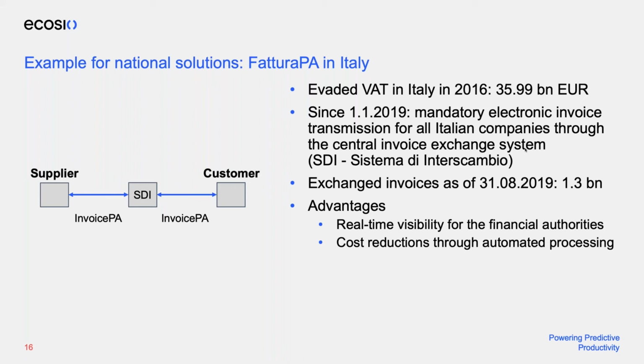One of the reasons is that since the 1st of January 2019, we have a mandatory electronic invoicing system in Italy. All invoices from an Italian company to another Italian company must be exchanged through the central invoice exchange system, the so-called Sistema di Interscambio, as well as any invoice sent to a private person. So even if the private person receives a paper receipt, say at the till, that invoice must also be communicated to the SDI system. As of 31st of August 2019, we already had 1.3 billion exchanged invoices in Italy.